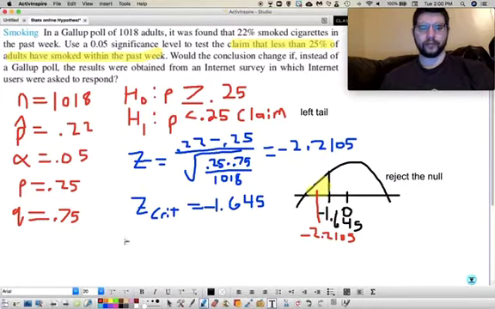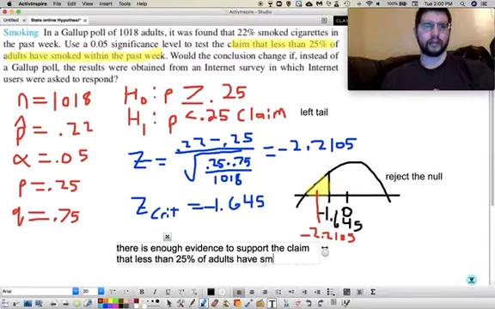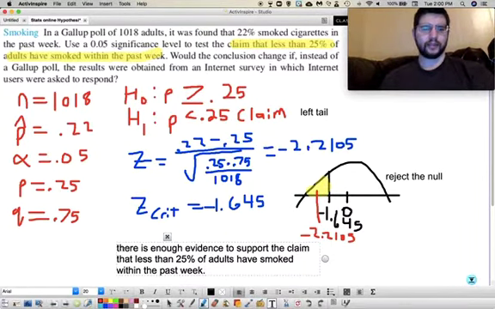So we can write down our conclusion. We rejected the null. The claim is in the alternative. There is enough evidence to support the claim that, and then we read the claim, less than 25% of adults have smoked within the past week. And that's it. We're done with the hypothesis test.